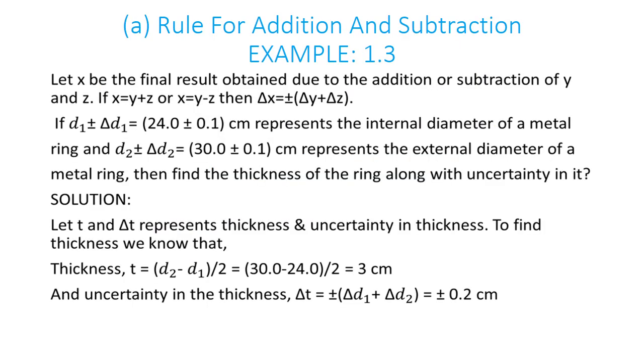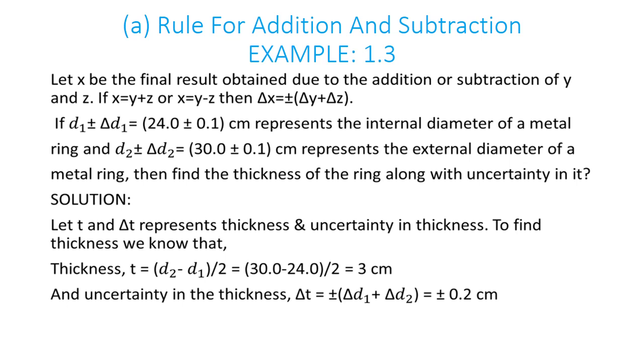Now the rule for addition and subtraction of uncertainties. This can be explained with the help of example 1.3. Let x be the final result obtained due to the addition or subtraction of y and z. If x is equal to y plus z or x is equal to y minus z, then delta x is equal to plus minus delta y plus delta z.